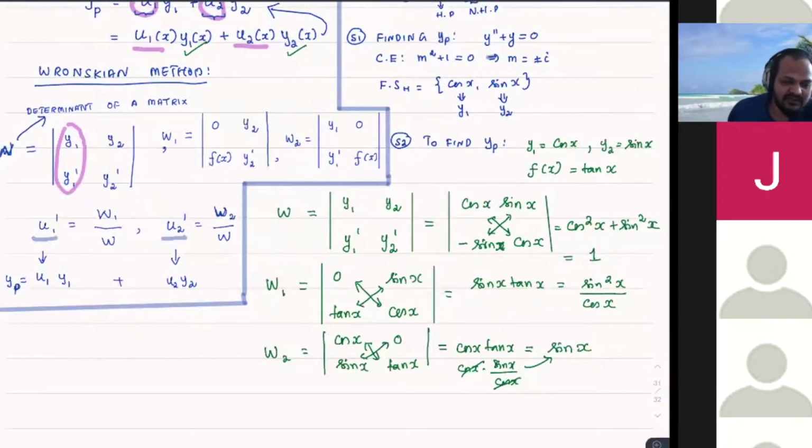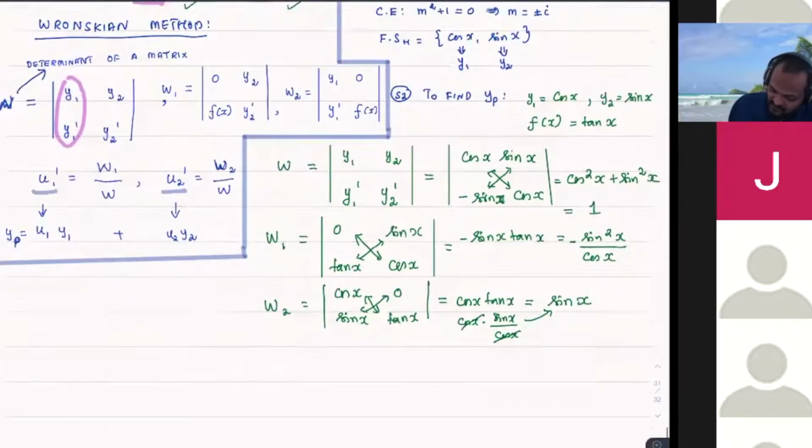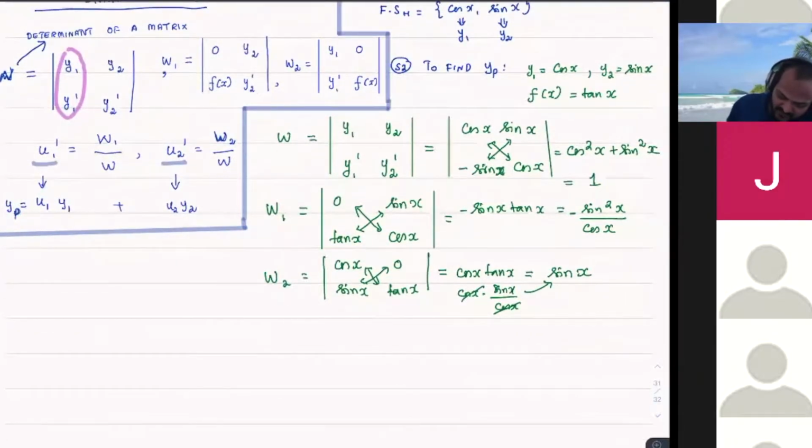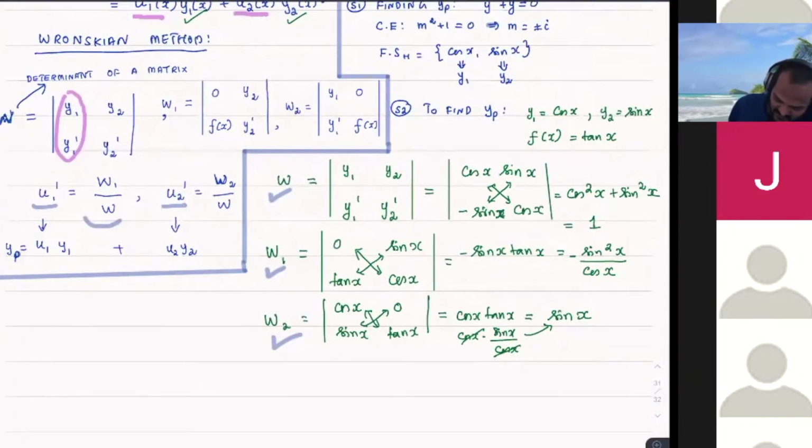Jesse, are you okay? Why is it not negative sine tan x? Should that be negative sine tan x? You're absolutely correct. That should be negative sine tan x. Yes. All right, moving on. So we figured out our W, our W1, and our W2. So we got this and we got that.